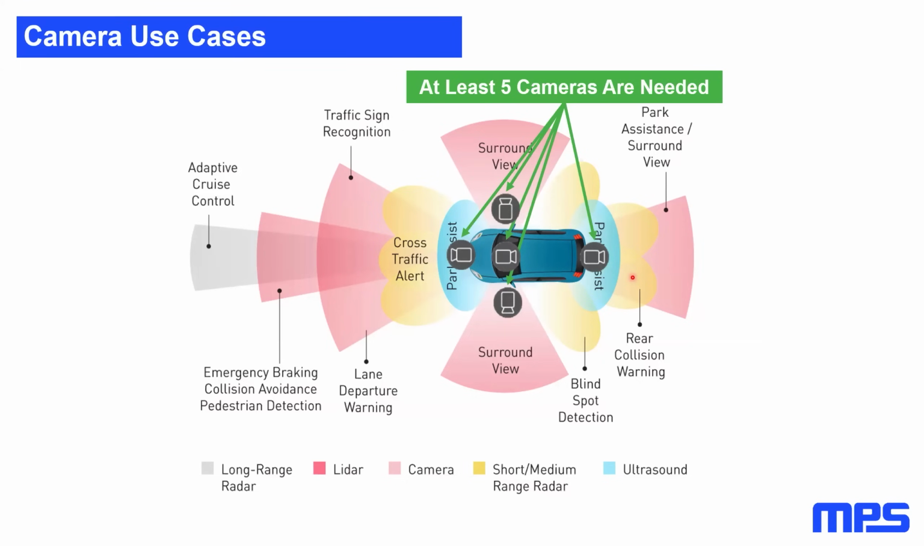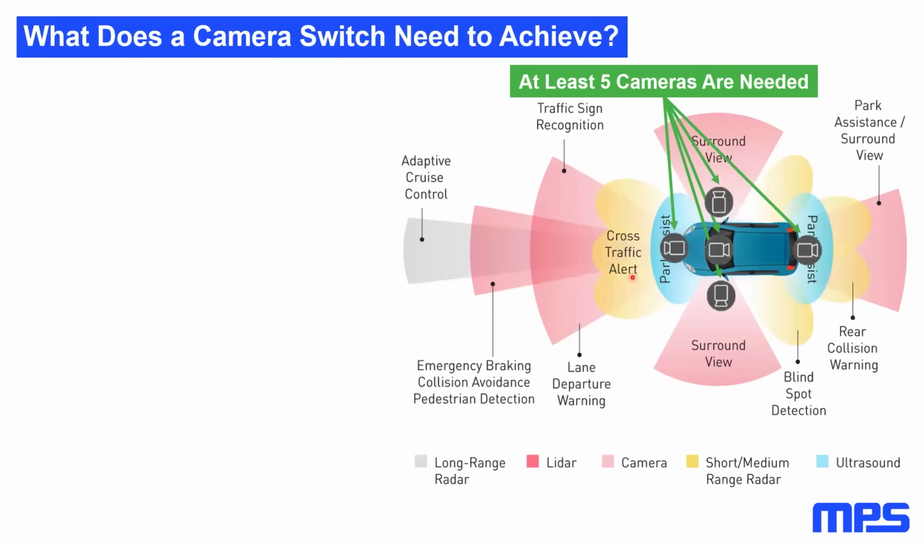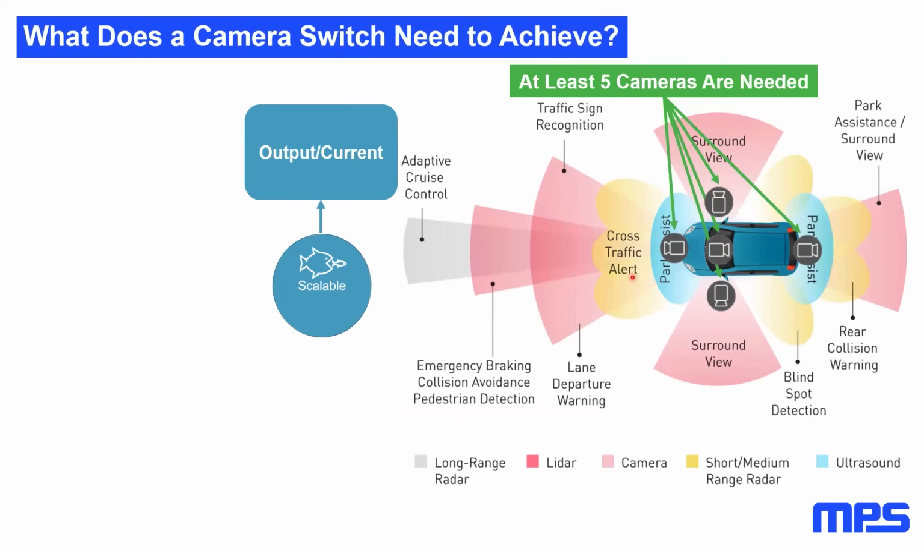And these cameras need to be supplied by a power source. And here is where the camera switch comes into play. And this camera switch needs to satisfy some important functions. And these functions are, first, it needs to be scalable. What do we mean by scalable?